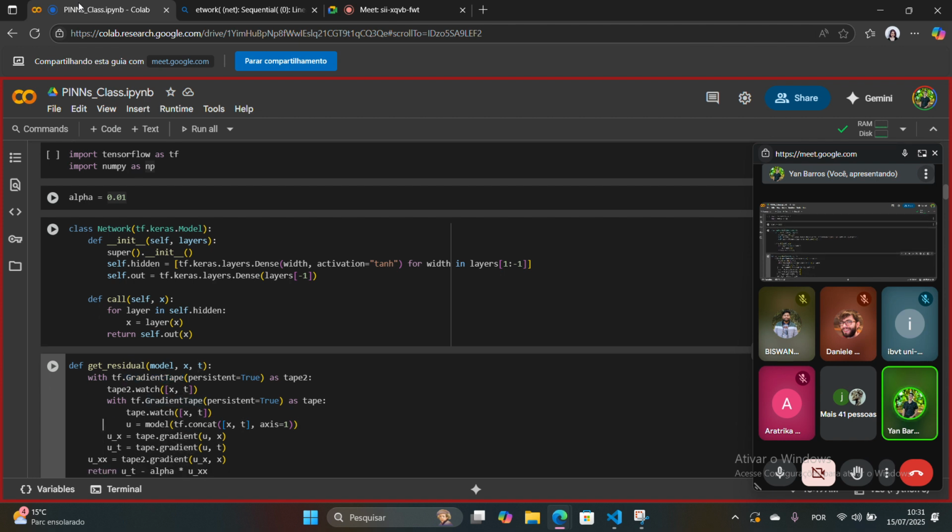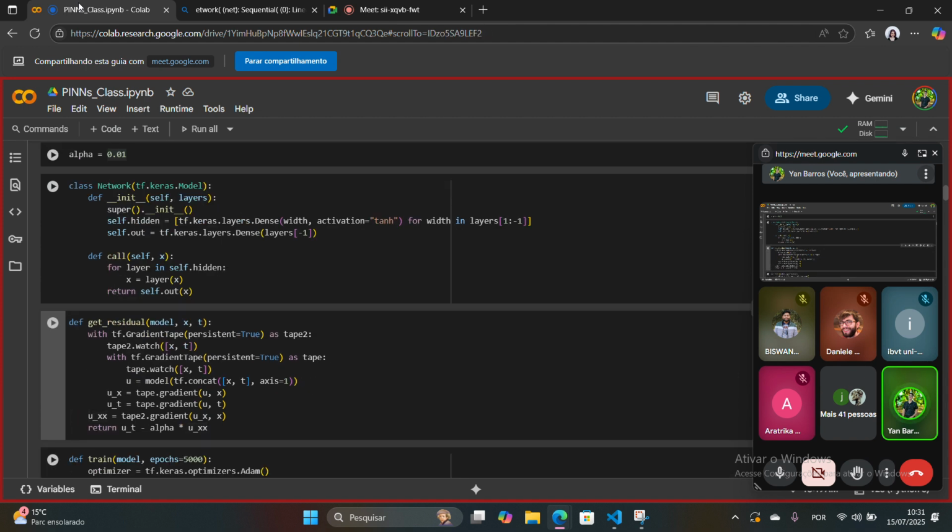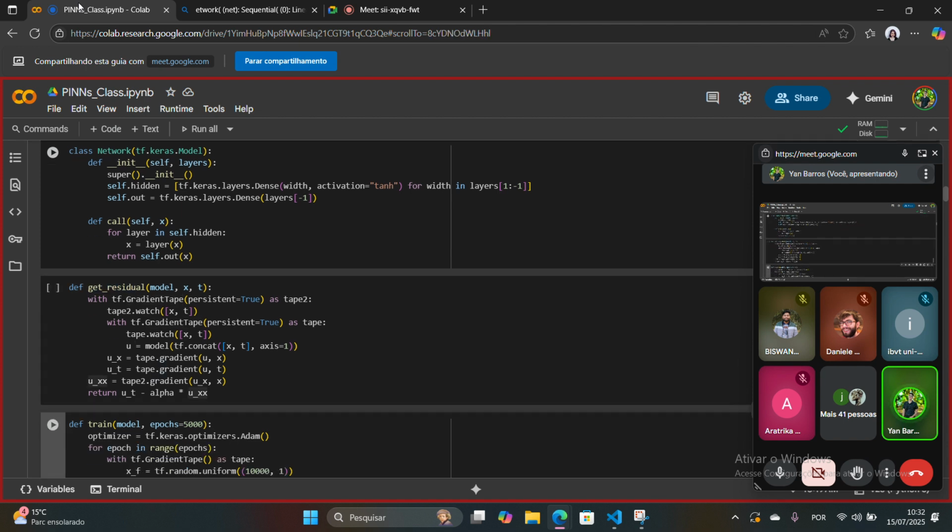So the way we do this, we call the gradient tape from TensorFlow, then we calculate the gradients here. So we get the UX and UT, and we can do this again for the UXX. So this is how we calculate the results here. We call this as a function called get residual. Then the training is the same thing.